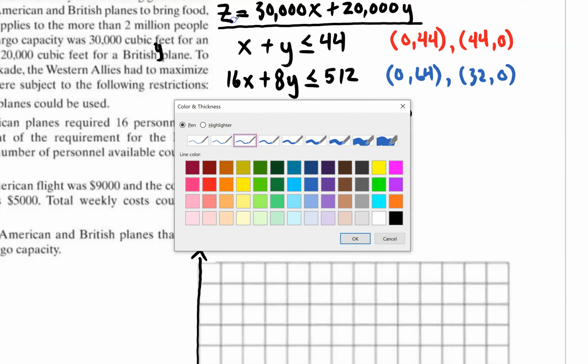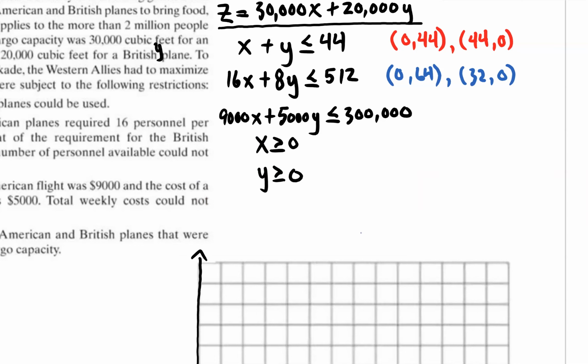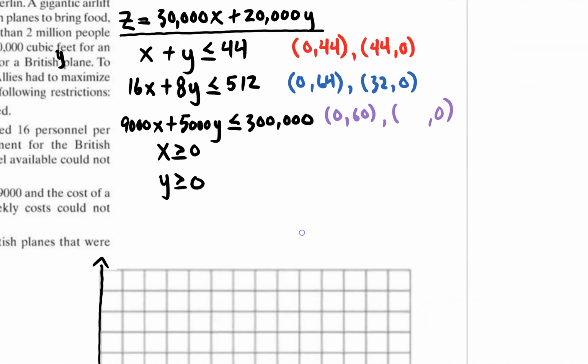And then I'm going to find a different color for this one. Maybe I'll do purple. If I make x 0, then y would be 60. And if I make y 0, this one I believe comes out to be kind of an oddball one. If I make y 0, then 9,000 into 300,000 ends up being 33 1/3.